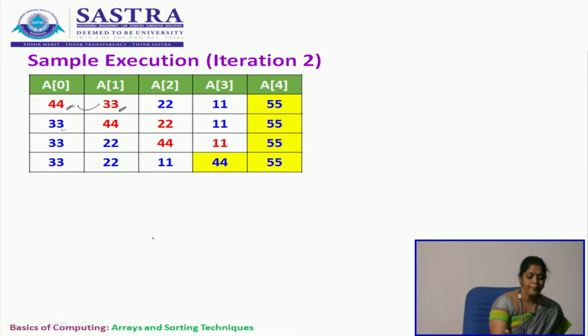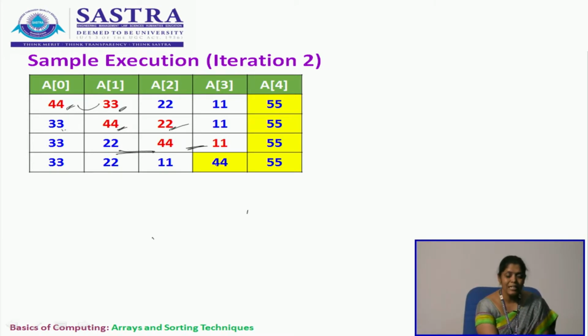And in the next comparison, A[1] and A[2] will be compared. 44 is greater, so it requires a swap. If it is not greater, say for example, if I have 20 over here and 22 over here, then I compare it, and if it is not greater, we need not swap it. Directly we may proceed to the next comparison. So the next comparison will be between 44 and 11. Then also we identify that it needs a swap, so 11 will come into this position and 44 will be placed here.